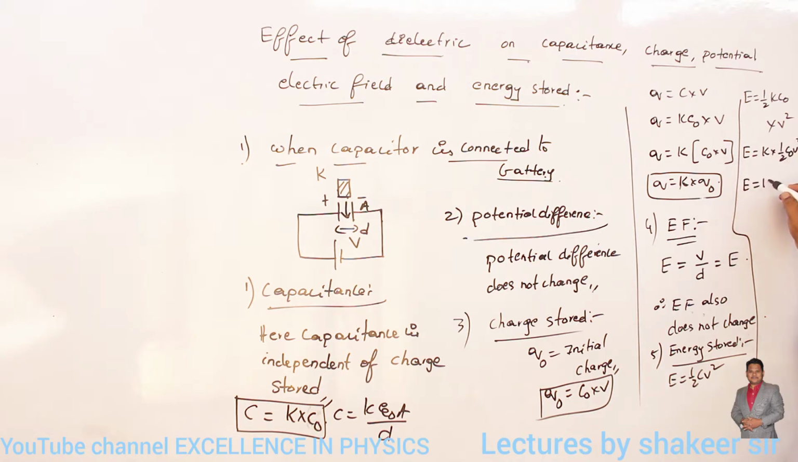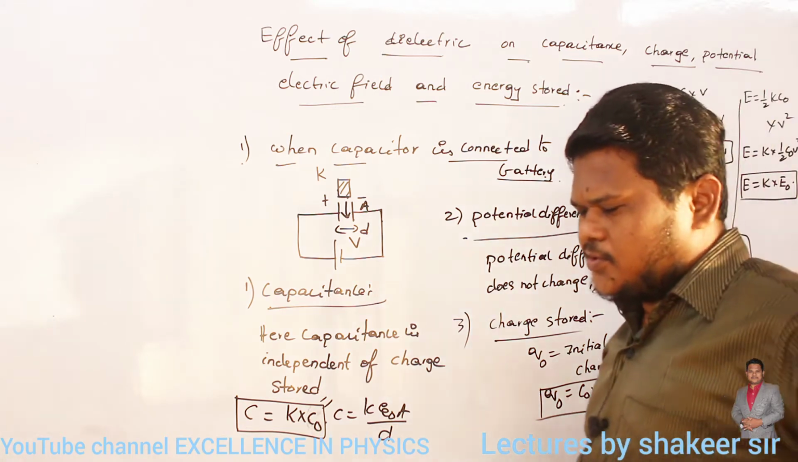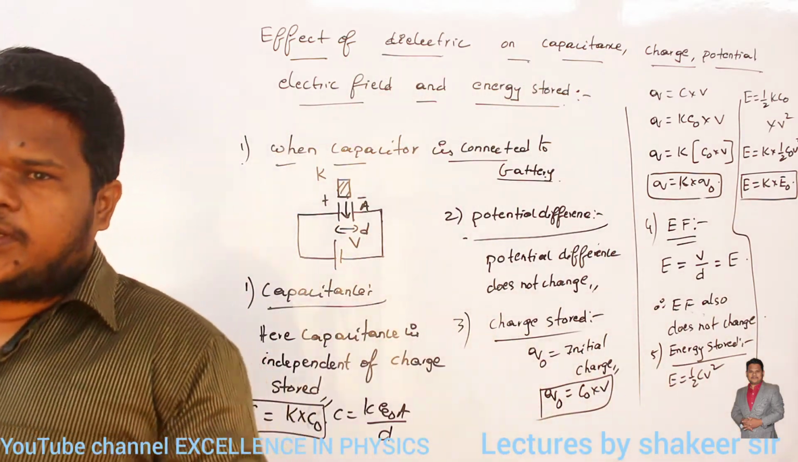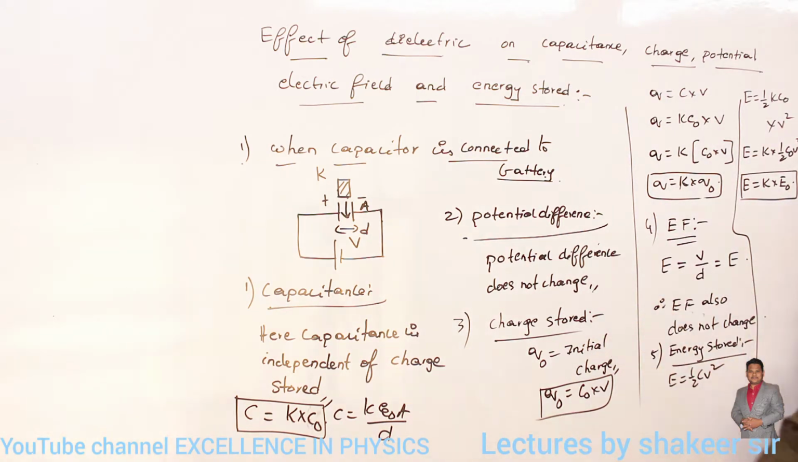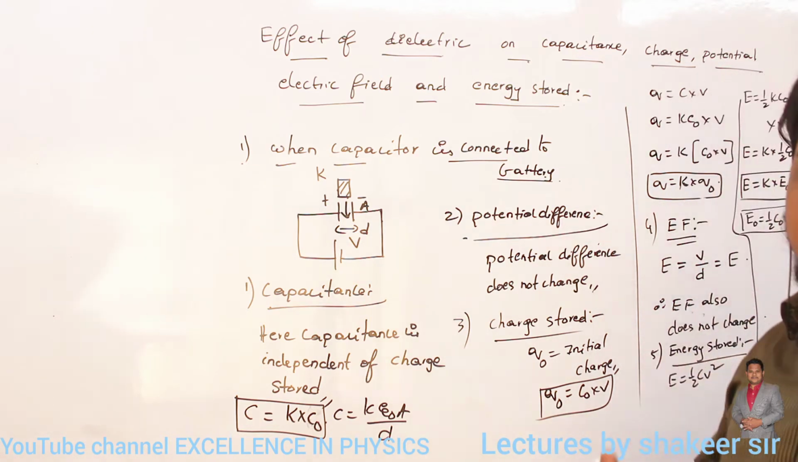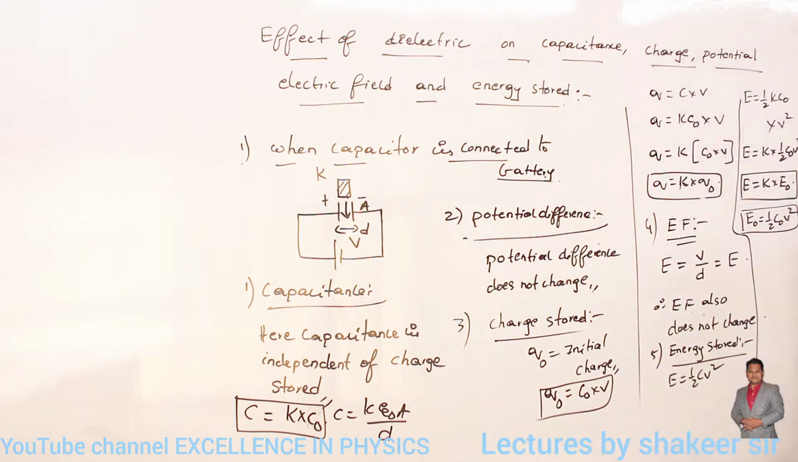Or can I write E is equal to K into E naught? What is meant by E naught? E naught is initial energy stored. Initial energy stored is equal to half CV square. Clear? So therefore final energy stored in between the plates of the capacitor, has it increased or decreased? Final energy stored definitely increased, no? Increased by how many times? K times, that's all. So here you make a statement of that one.